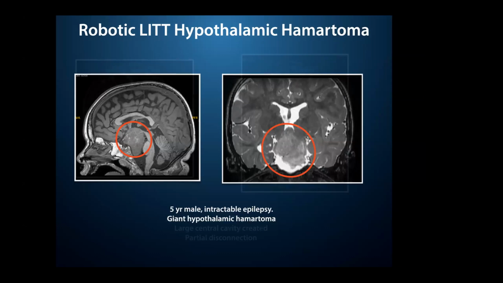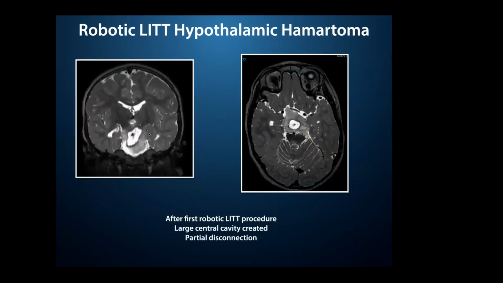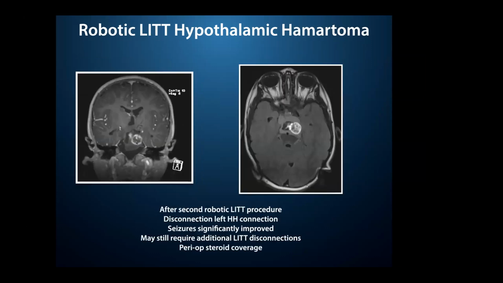But we placed the laser probe with a robot, and here's our initial burn that you can see here, but we left some attachments, which is not unexpected with these large hypothalamic hamartomas. And this is now the second burn next to the first burn, trying to disconnect the left side of the hypothalamic hamartoma. And we've learned over the years, we've got to cover our kids with steroids in order to be safe and to allow them to have good recoveries and quick discharges from the hospital.